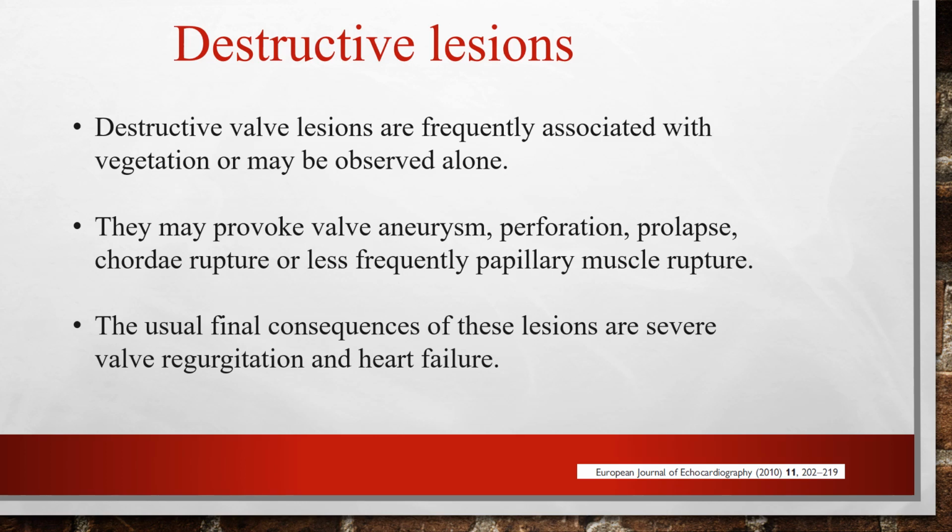Destructive valve lesions are frequently associated with vegetation, but they can be observed alone. So you may have severe valve destruction, an AI, and you cannot see any vegetation. This form of destructive lesion may provoke valve aneurysm, perforation of the valve, prolapse, chordal rupture, or less frequently even papillary muscle rupture. And the usual final consequence of these lesions is severe valve regurgitation or heart failure.